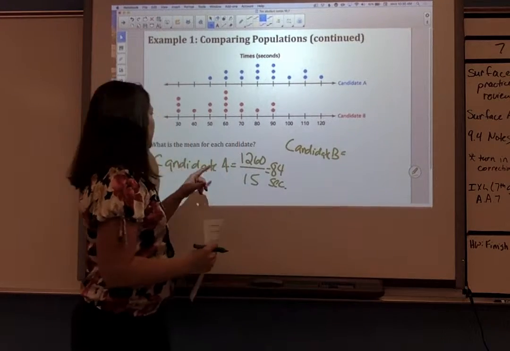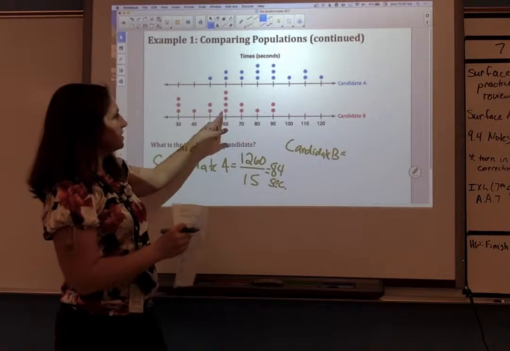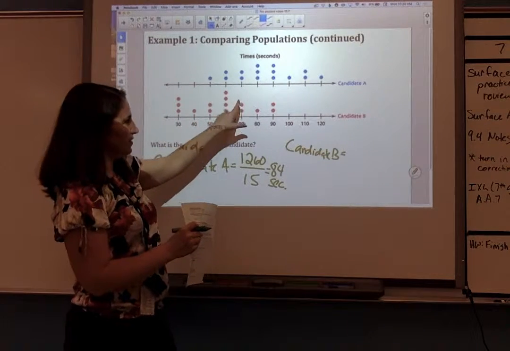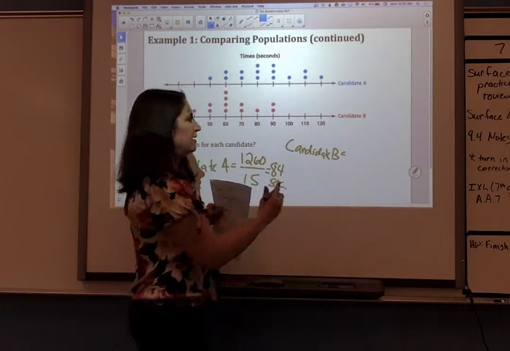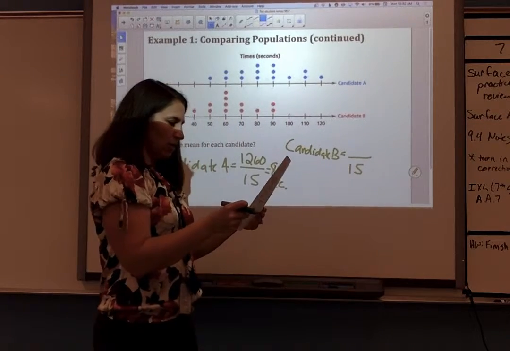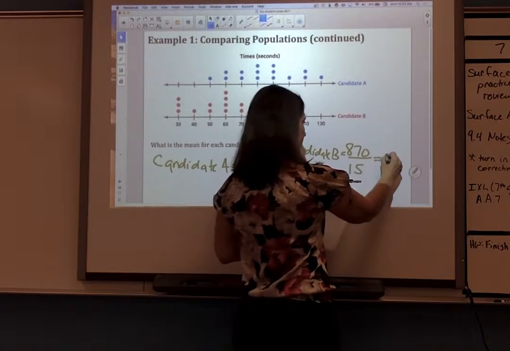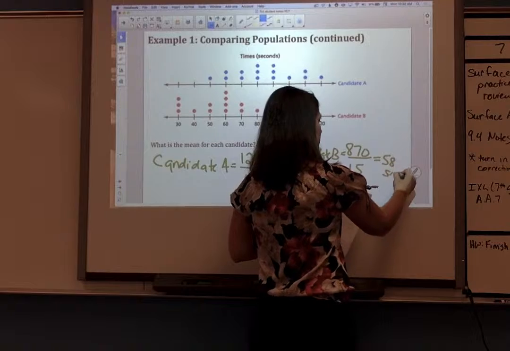So this time we're going to add up 30 plus 30 plus 30 plus 40 plus 50 plus 50, 60, 60, 60, 60, 70, 70, 80, 90, and 90. Divide all of that by 15. When I added all of those up, I got 870 divided by 15, which is about 58 seconds.